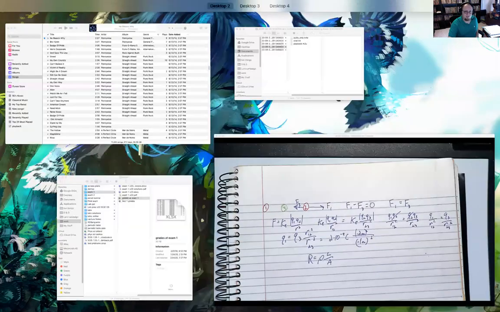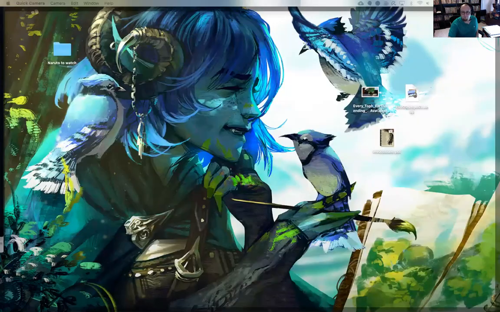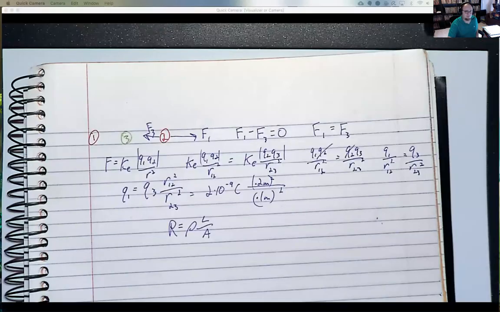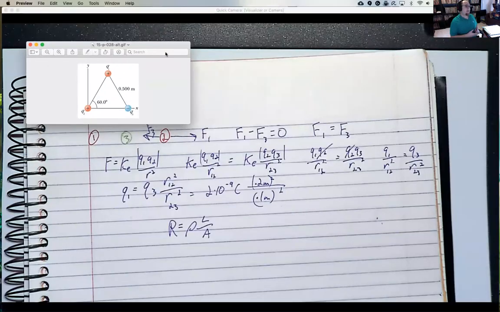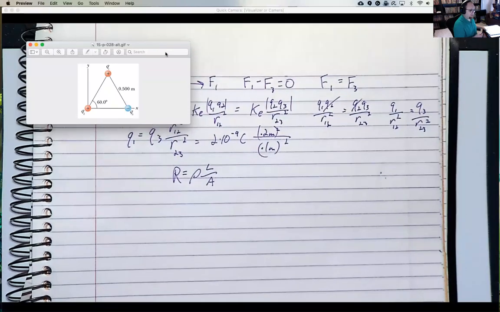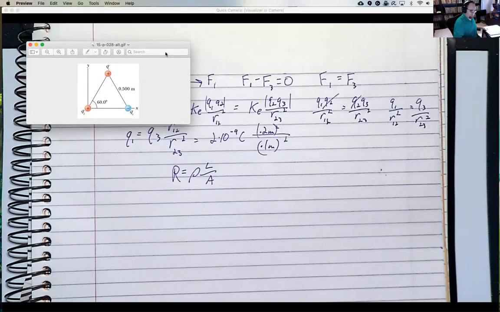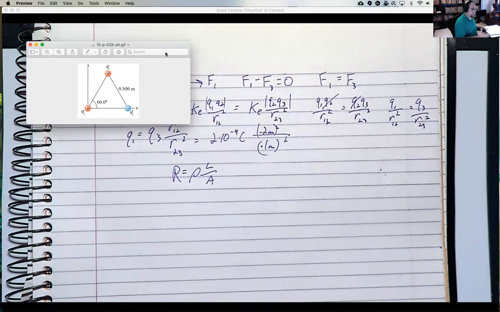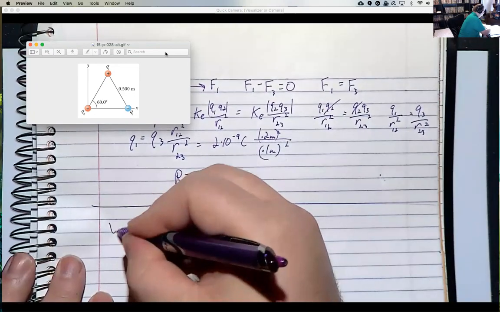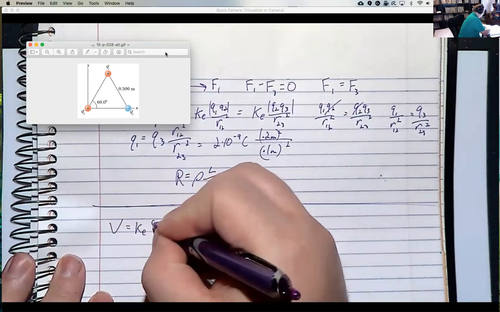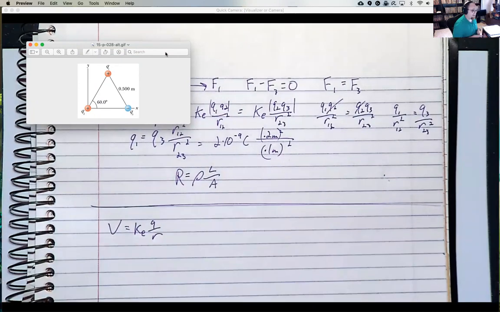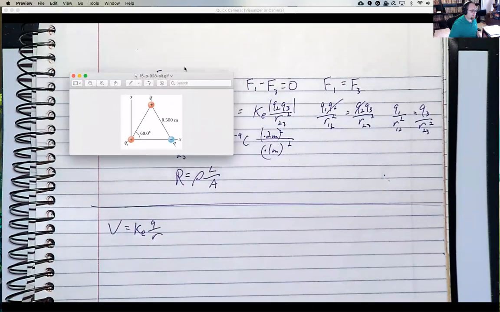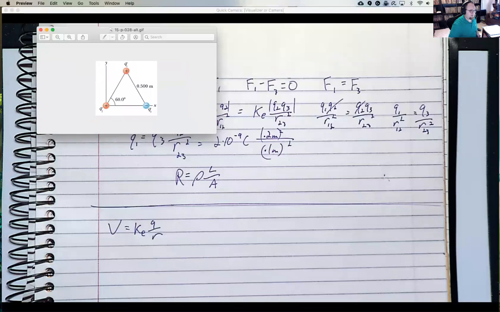Well, you know what? Hold on. I could also do this guy again. I'll do that. If I ask for the potential or the potential energy, let's start with the potential. Sorry, let me do this in my head real fast. If I ask for the potential, potential is KEQ over R, but it is not a vector. This was the problem we did before, right? Before I said, what's the electric field at the point right here?